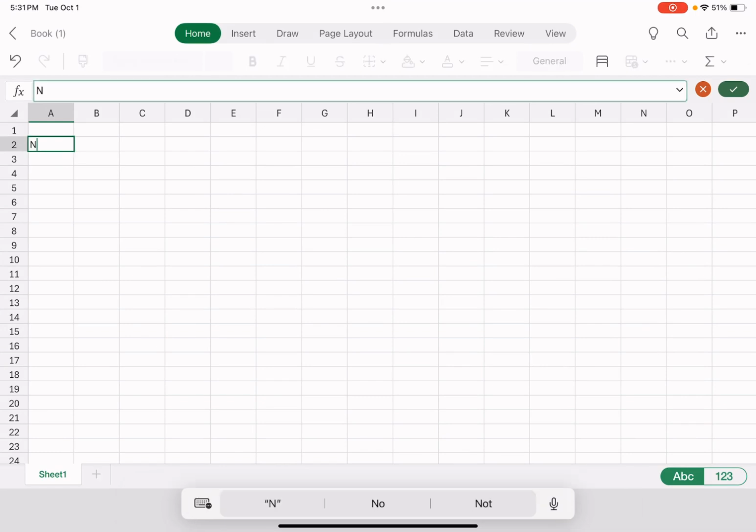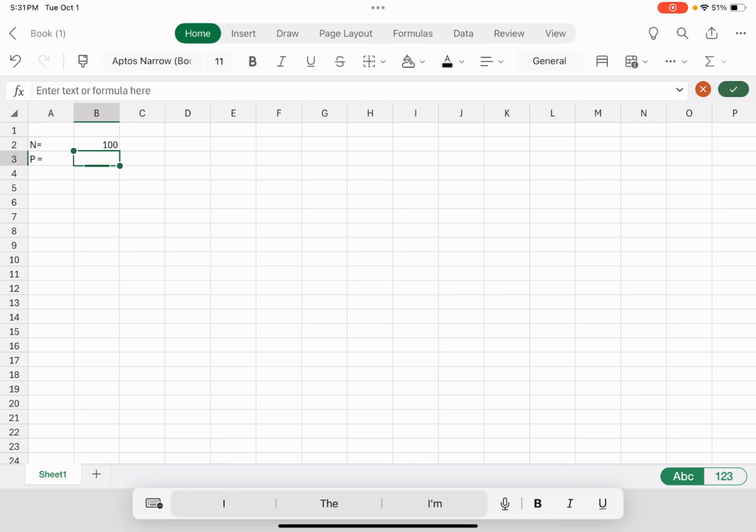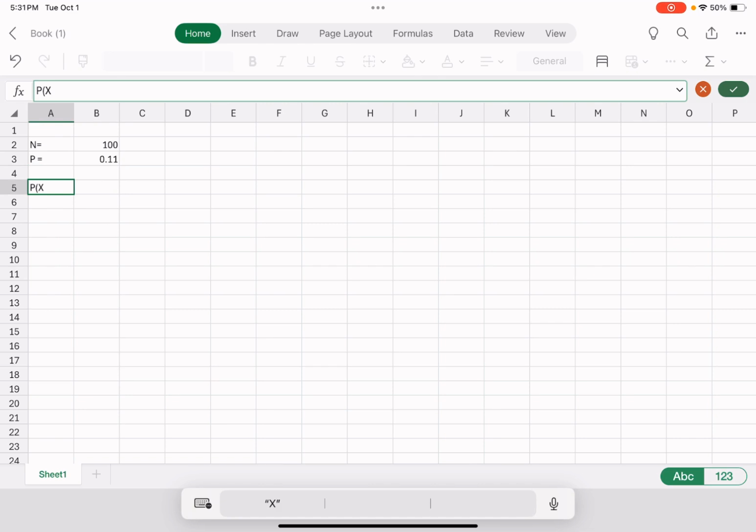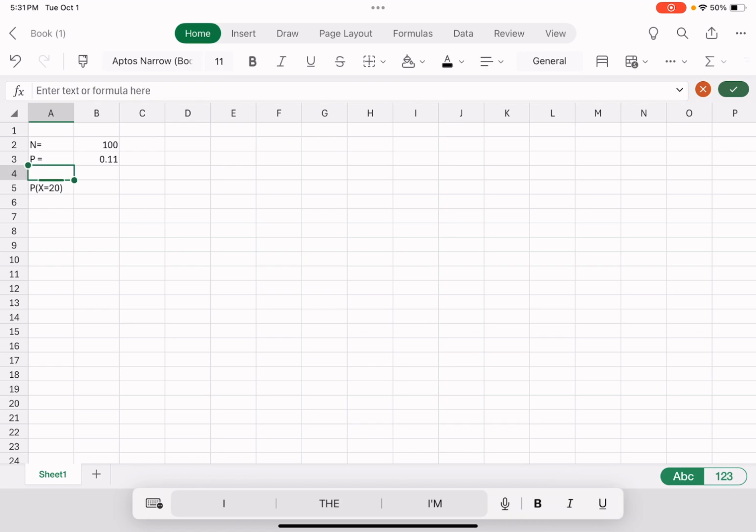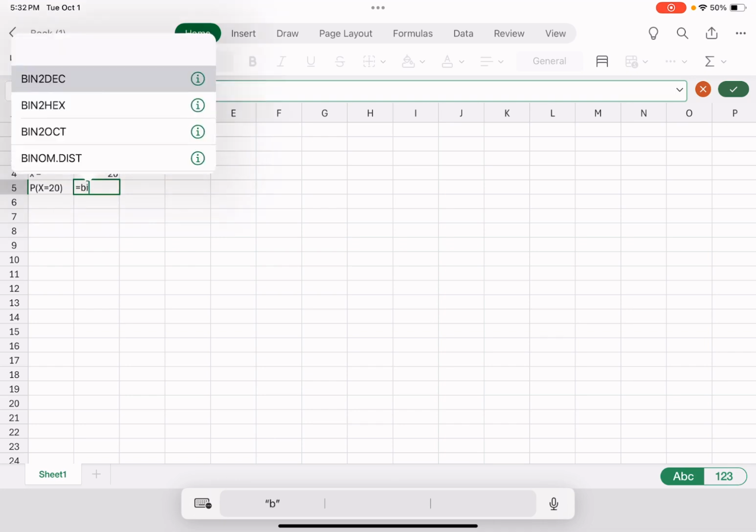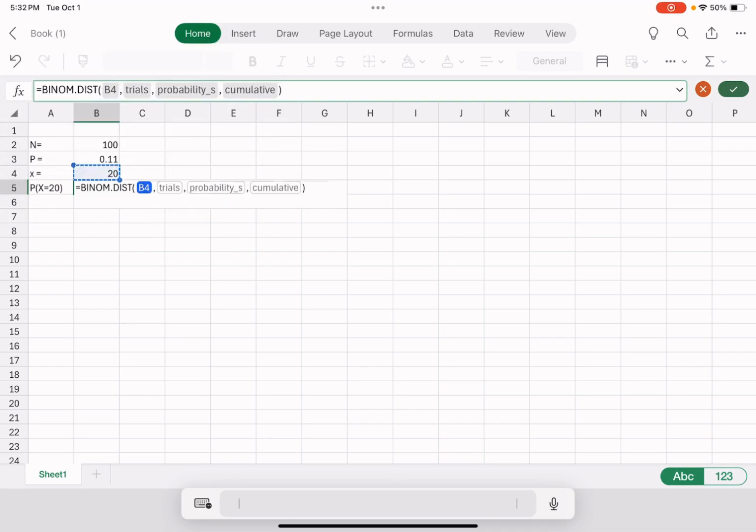So n is going to be 100. That's the number of trials. P is going to equal 0.11. And so the probability of my random variable equaling 20 in this case is going to be, let me go ahead and put that in. So that probability is going to equal, I'm just going to type the number of successes, 20, trials, n, probability of success, this one. Now, do I want cumulative?